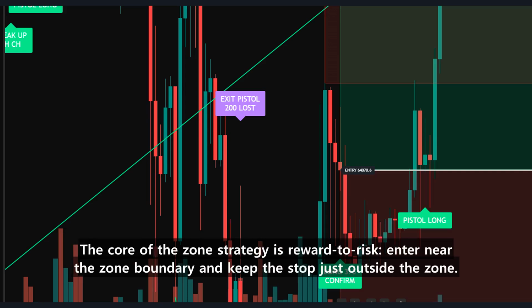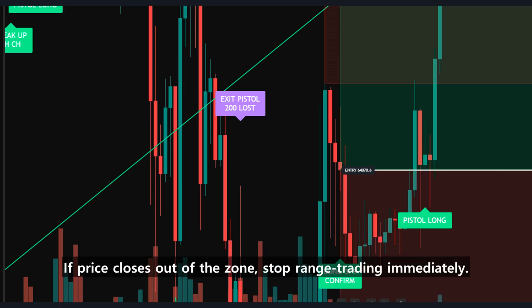The core of the zone strategy is reward to risk. Enter near the zone boundary and keep the stop just outside the zone. If price closes out of the zone, stop range trading immediately.